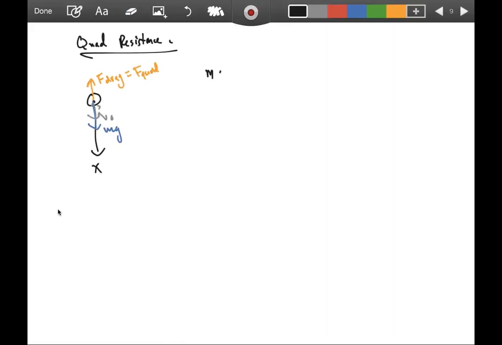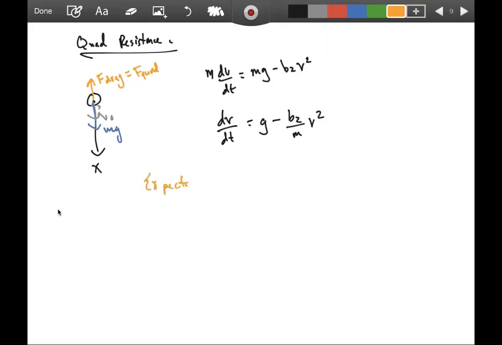In this case, we end up with m times dv/dt equal to mg minus b2 times v squared. This is now going to be my new equation I have to solve. Let's rewrite it. Dividing both sides by m, I get dv/dt equal to g minus b2 over m times v squared. Now before we start, let's look at our expectations just to compare again.